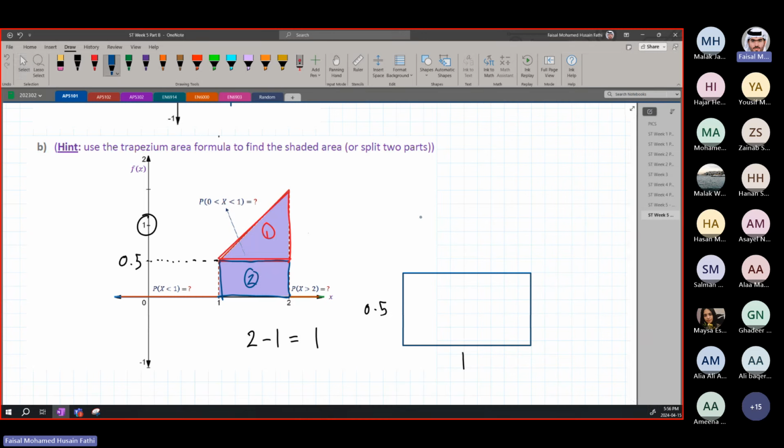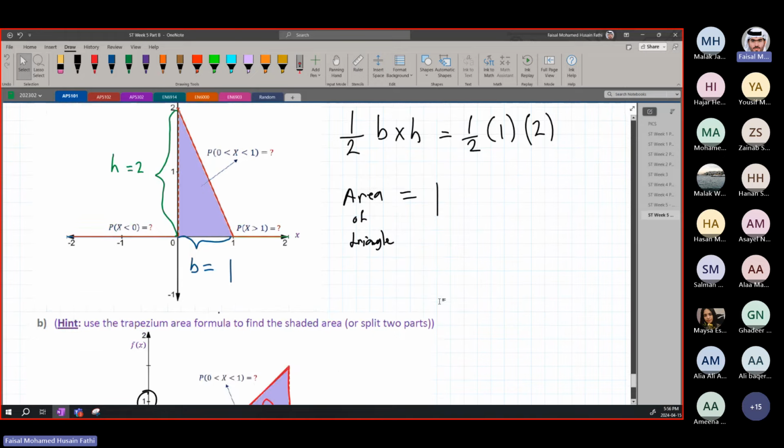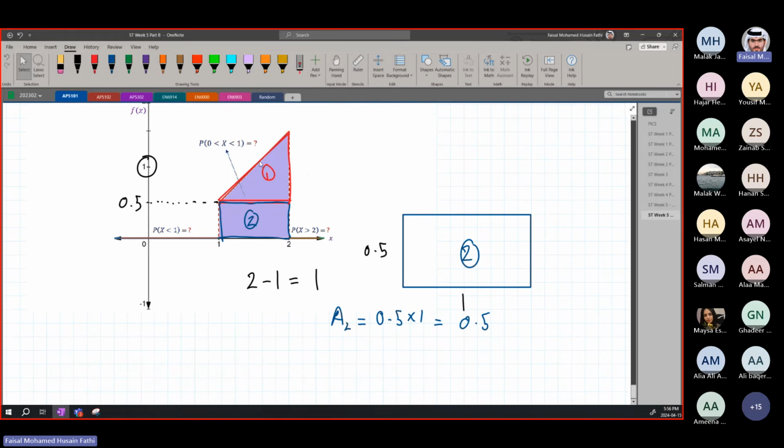So we can find the area of this rectangle very easily now, base times height. So the area 2 is equal to 0.5 times 1, which is just 0.5 meters squared, but there is no meter squared here. It's not any specific dimension. We're talking about probability. All right. So let us look at the triangular part now.